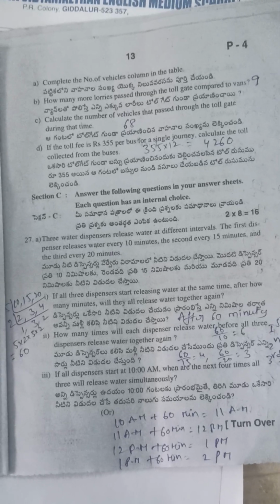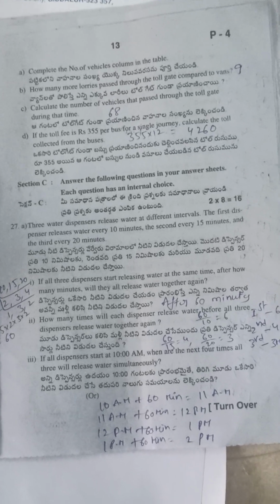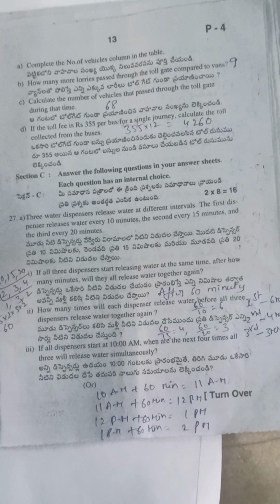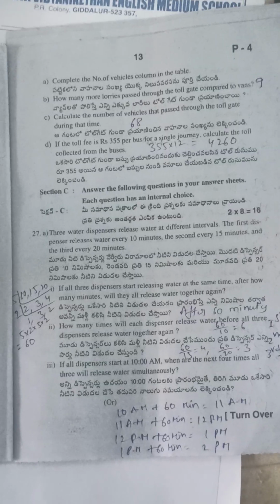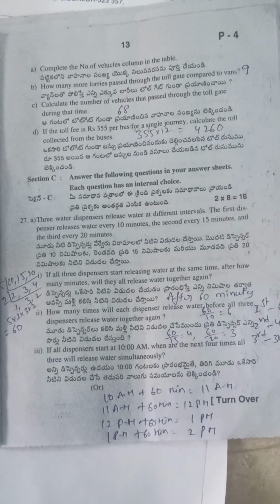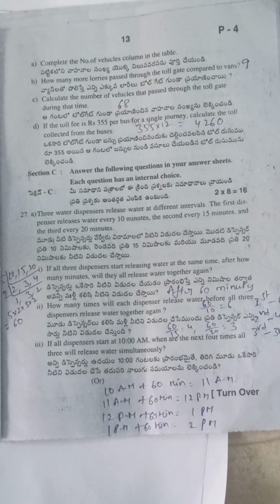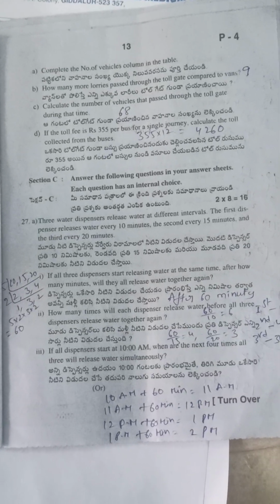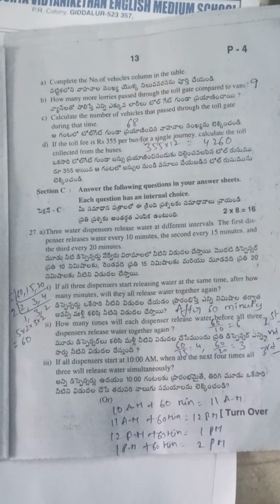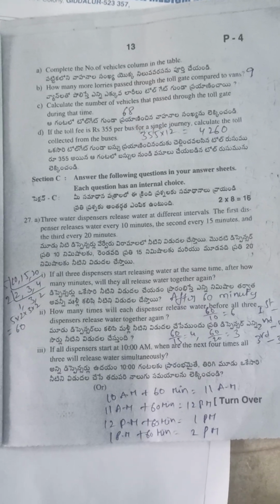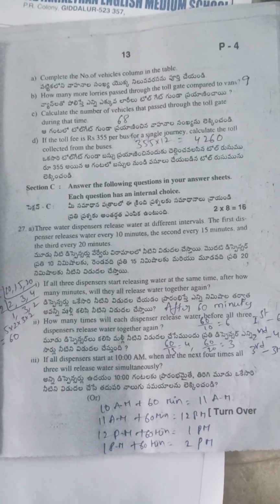Next, how many times will each dispenser release water before all 3 dispensers release water together again? So first is 6 times, second is 4 times, third is 3 times. Next, if all the dispensers start at 10 a.m., when are the next 4 times all 3 will release water simultaneously? That is 11 a.m., 12 p.m., 1 p.m., 2 p.m. We keep adding 60 minutes.